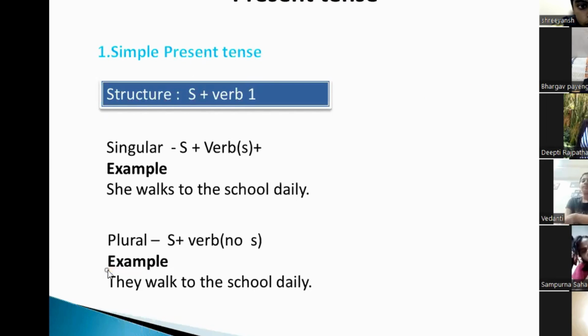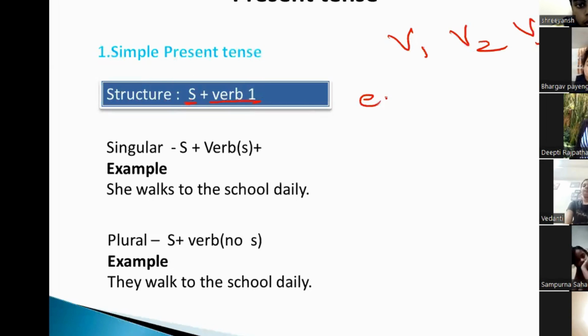Like you have a formula to solve a particular problem in math, likewise you have a structure to build a sentence in simple present tense. So what is the structure for simple present tense? It is subject, this S stands for subject, and first form of verb. You know, we have three forms of verb, right? V1, V2 and V3. Yes or no?